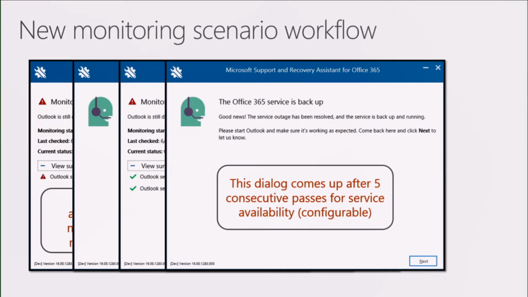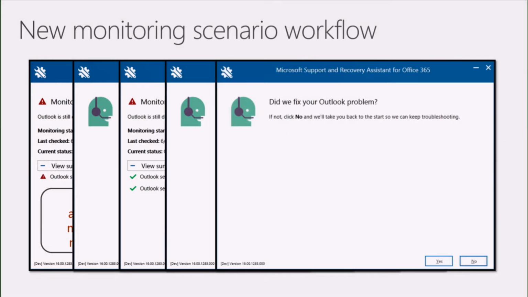Anyway, after 5 consecutive attempts or tests, if we see that, yes, the service is available, we bring up this good message and let the user know that it's fixed. And then we go into the general feedback loop where we ask, hey, did we fix your problem?